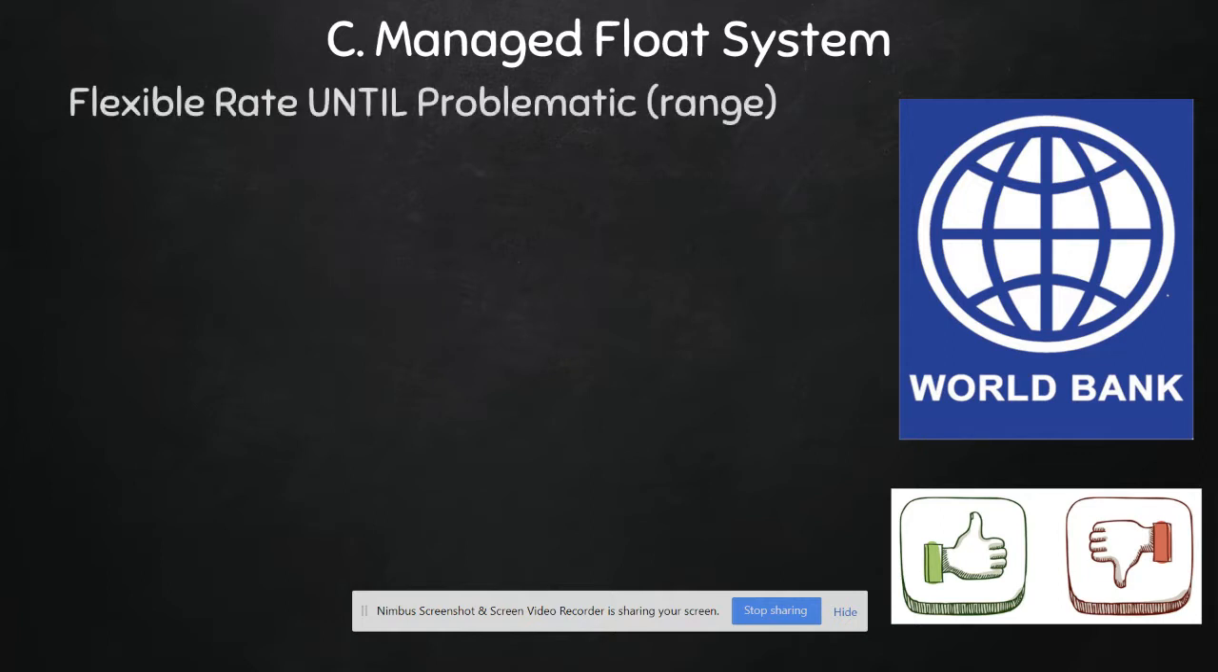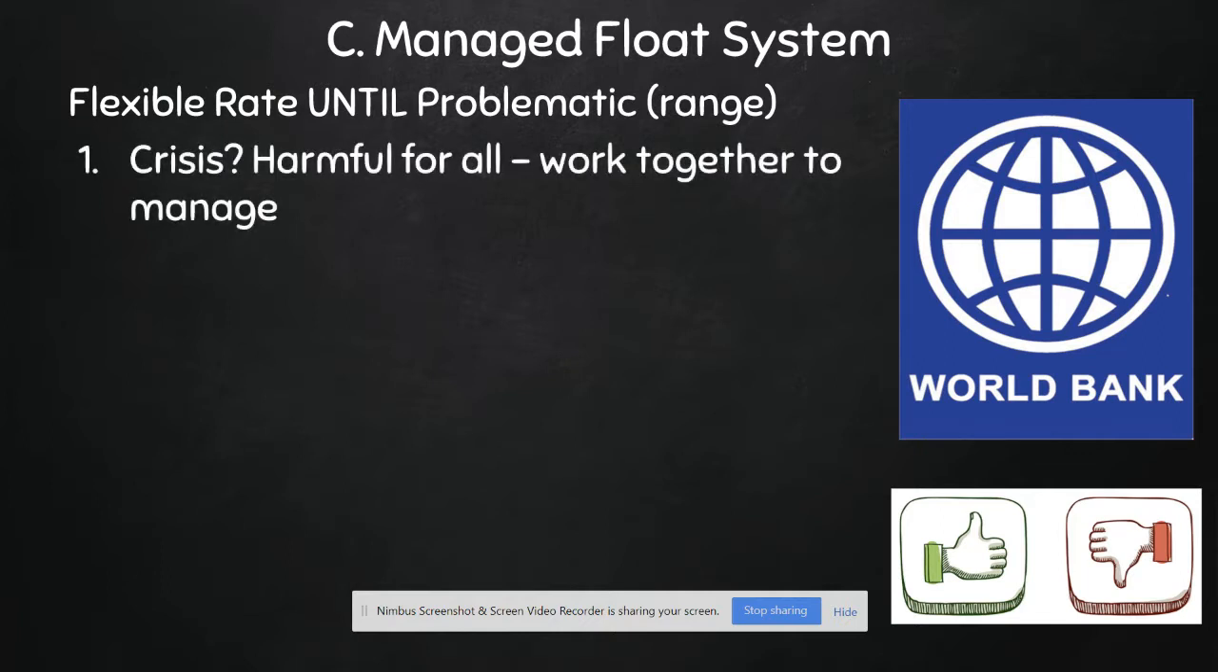It looks like this. We have a flexible rate until it's problematic. So they create a parameter or a range in which it's okay to let the exchange rate change. But when it goes beyond a certain rate, that's when they step in and try to fix it. So in a crisis, when it goes beyond this range, maybe the top range, I say, hey, I don't want the dollars to euros ratio to go above $10 per euro.